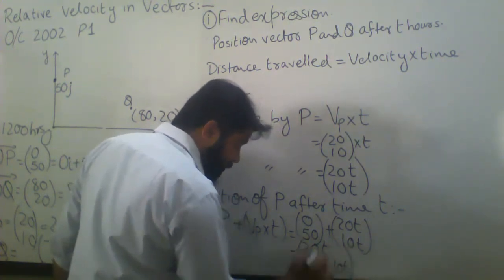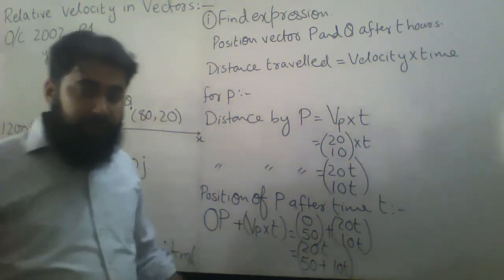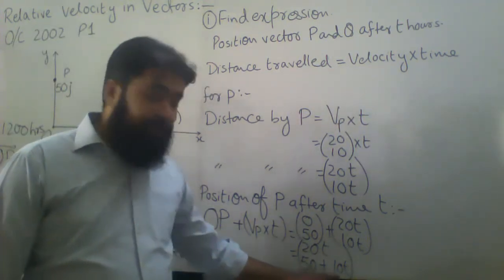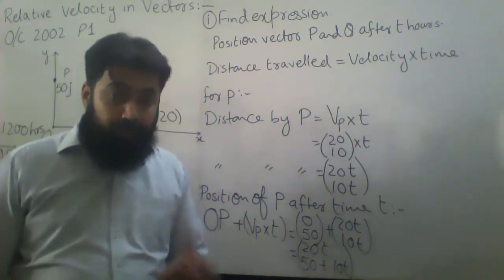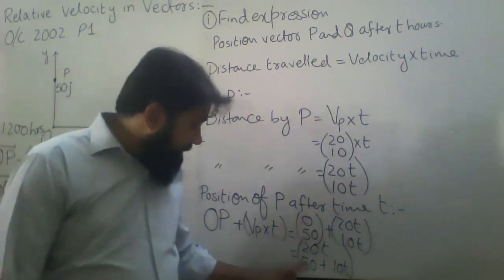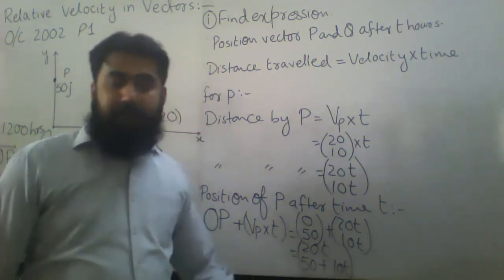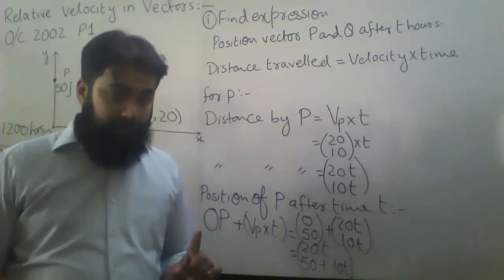Now make sure that most students do this thing. This is written 50 plus 10T. Let's add 50 and 10? No, you will not do this. It's 50 plus 10 multiplied by T. Be sure about that.